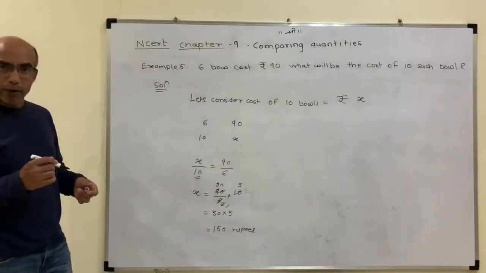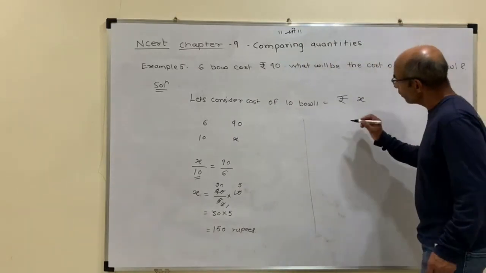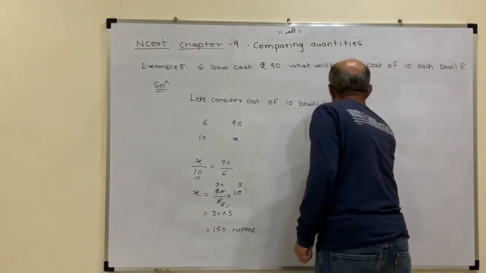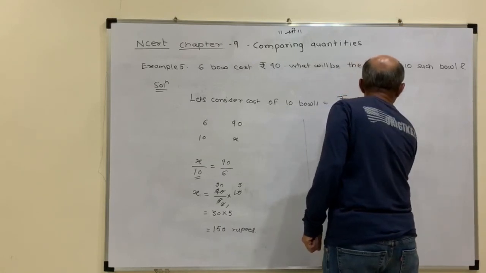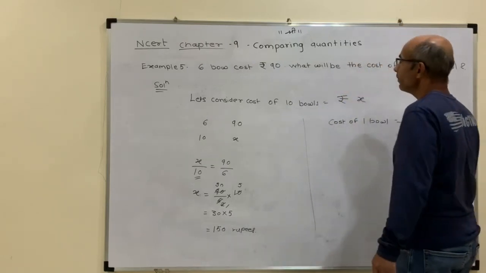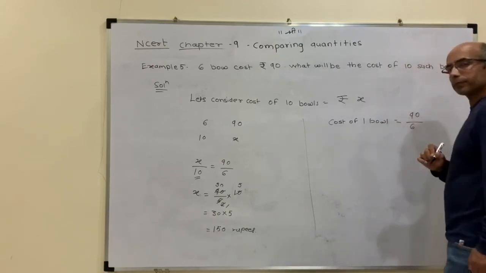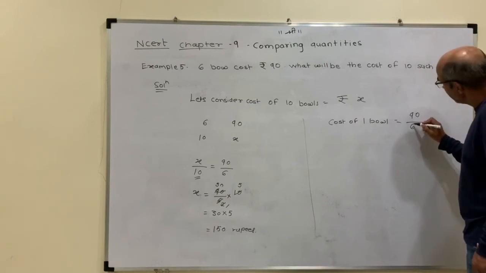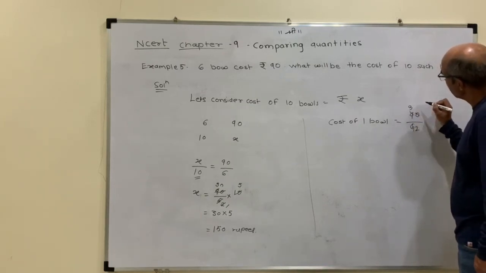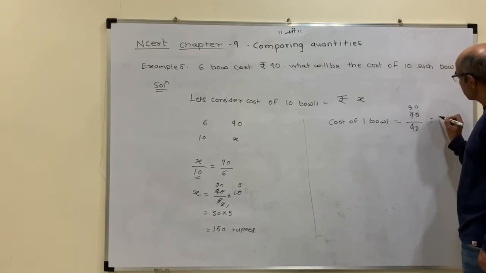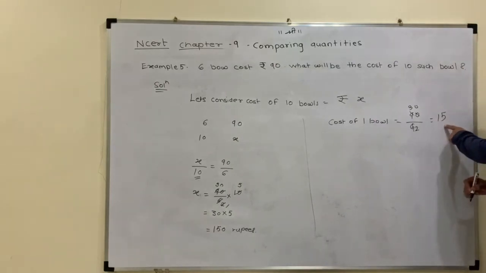If you wanted to do it with the unitary method, you have an option. For the cost of one bowl, how can you find it? The cost of one bowl you will find with 90 divided by 6. So 3 2s are 6, 3 3s are 9, 30. So it comes out to be 15. So the cost of one bowl is 15.